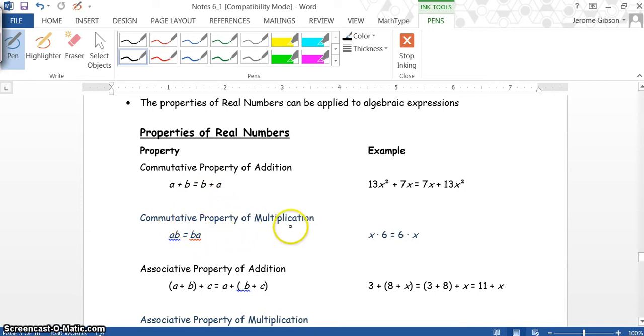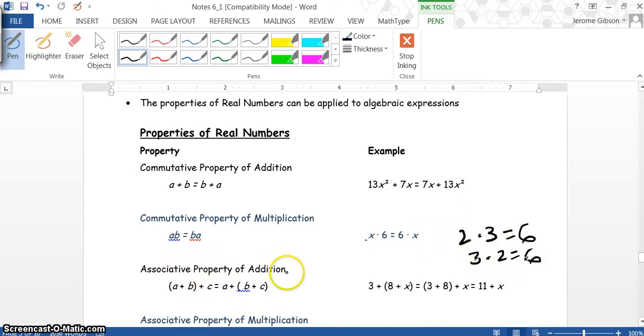Now, the commutative property of multiplication is the same thing except it's multiplication. It doesn't matter the order. As long as it's all multiplication, you can multiply either the first times the second or the second times the first. For example, I know we use x times 6x and 6 times x, but look at this. Isn't 2 times 3 equals 6? And 3 times 2 equals 6? This is the same concept.